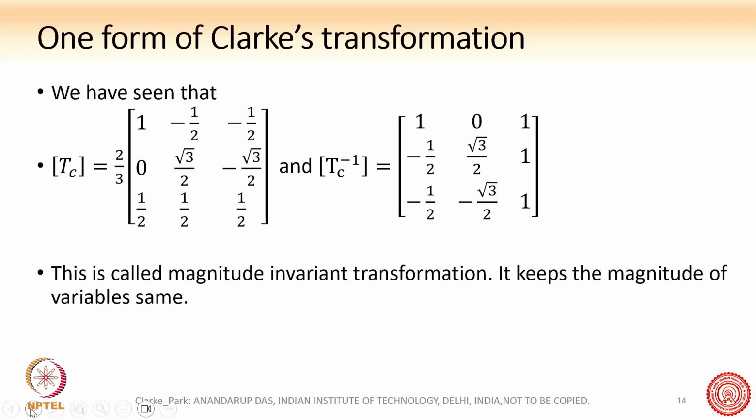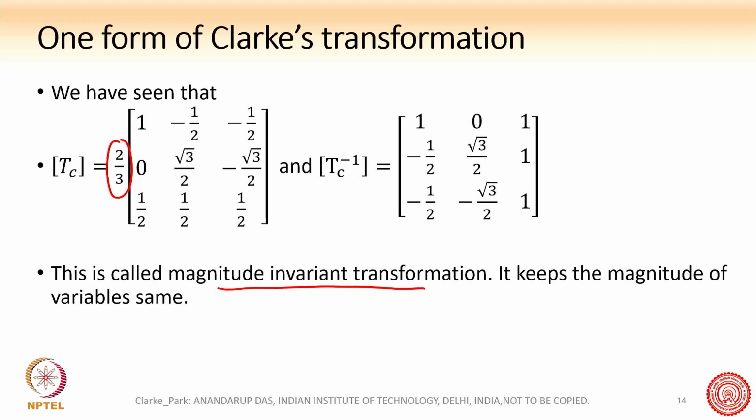Now, this Clarke's transformation matrix has a 2/3 factor, which comes from the definition of the space vector, and this is called the magnitude invariant transformation. Once you convert ABC into alpha beta 0, the peak of the current in alpha beta will remain the same as the peak of the current in ABC.